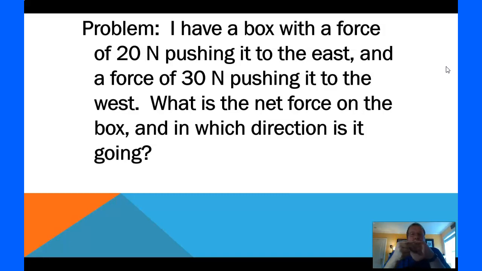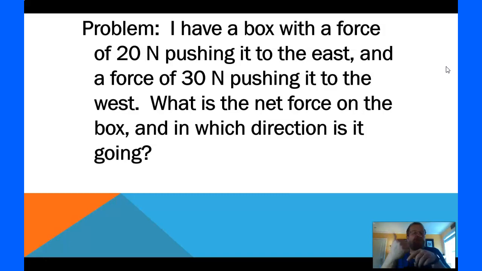Pick one of those two directions to be positive. It doesn't matter. I'm going to say east is positive for now. So if east is positive, the 20 newtons is positive, and the 30 newtons is negative because it's going to the west. If you add those two up, 20 plus negative 30, it's the same thing as 20 minus 30. So you get negative 10 as your answer. Which way was negative? West. So the answer is 10 newtons west.